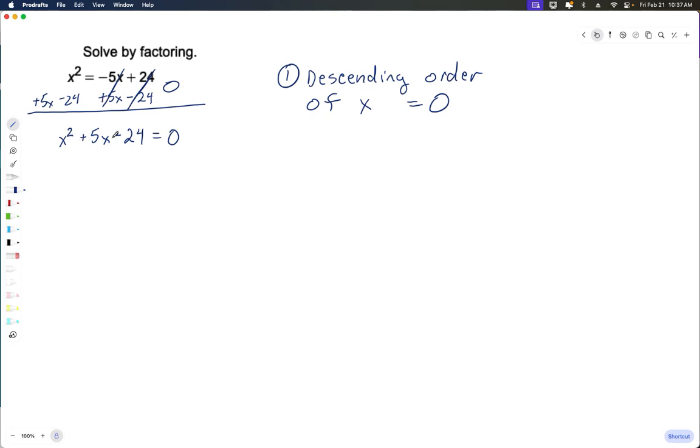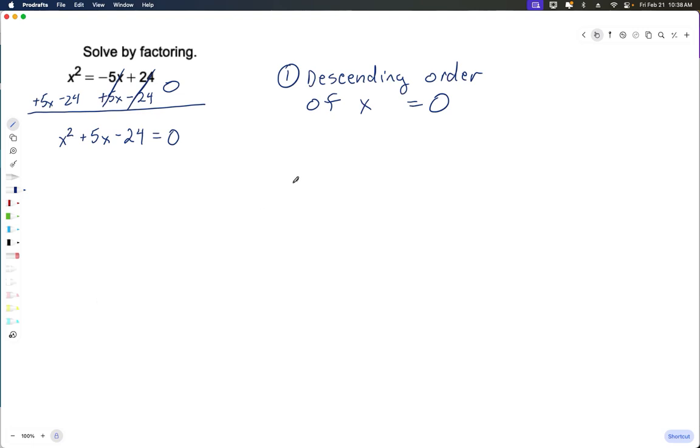Okay, now this is in descending order of x. We have x squared, x to the 1, and of course this is x to the 0. There's no x right there, right? So descending order of the variable. And I'm going to just erase this. For the sake of this, this is what it should look like. This is what we know the invisible one is right there, right?